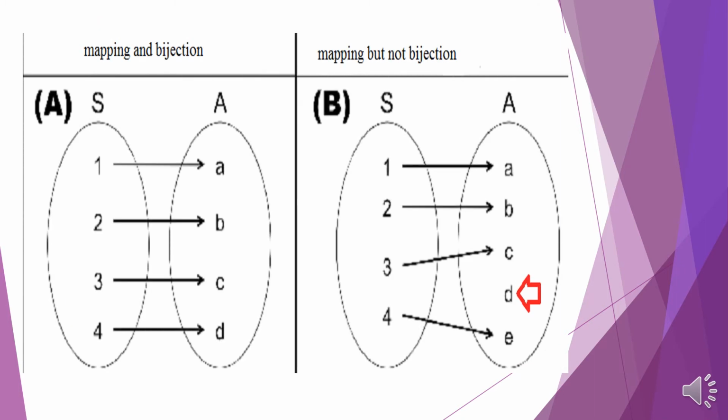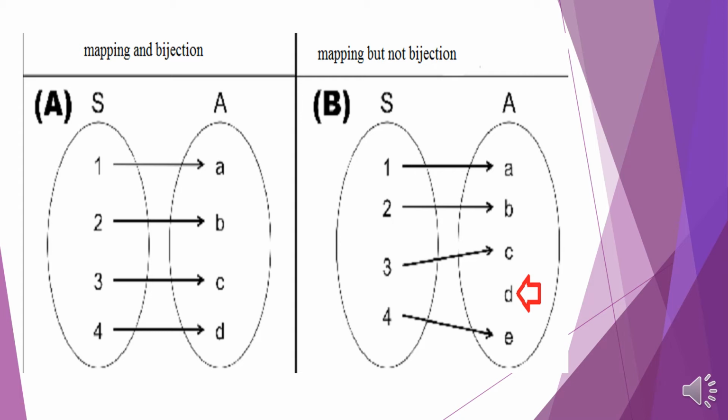Example. In the first diagram, it is a mapping. Look at the initial set S. In the initial set, each element in the set S has one arrow, only one arrow. Also, in the final set A, each element in A has one arrow arriving.